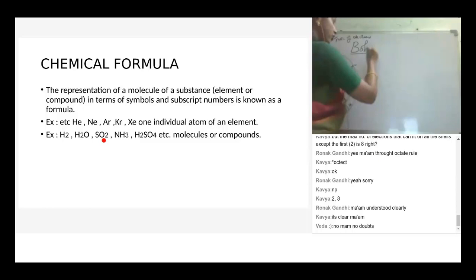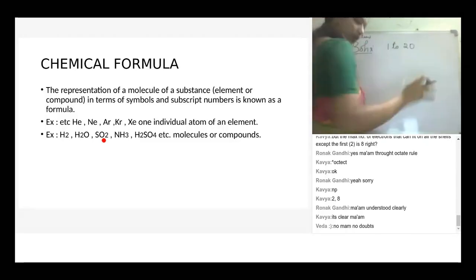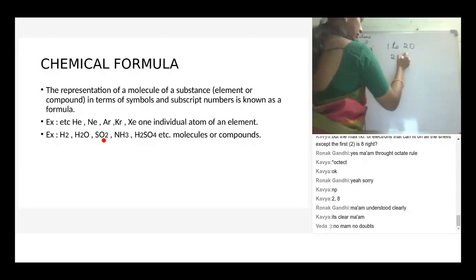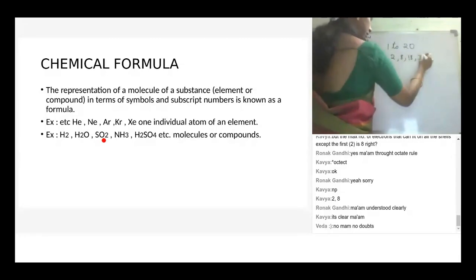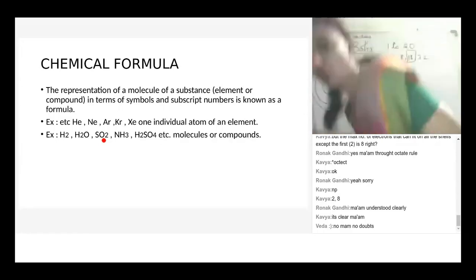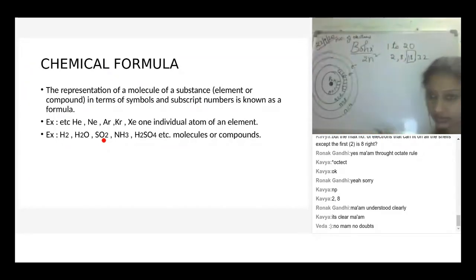So what is the drawback for the first 20 elements? The first shell can accommodate 2, second shell 8, third 18, fourth 32. When you see the third shell, according to the 2n square formula, it has the ability to accommodate 18 electrons. But the third shell is near to the nucleus.